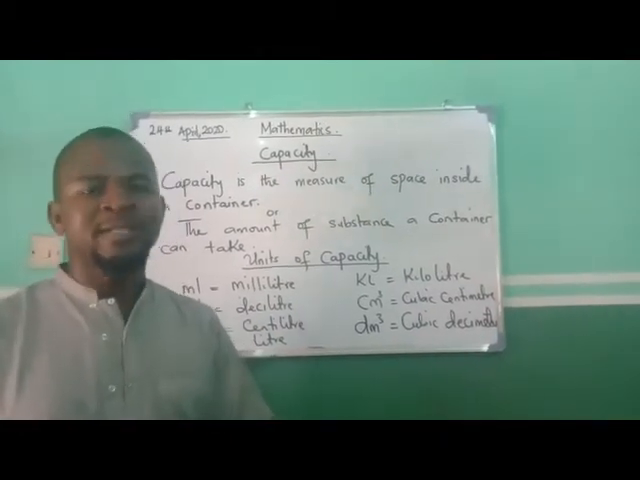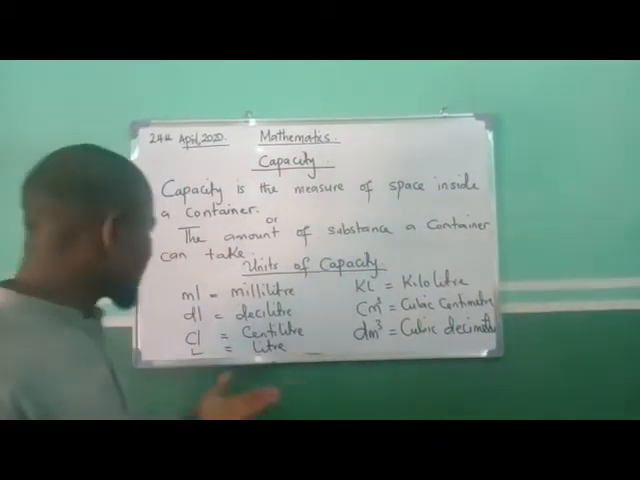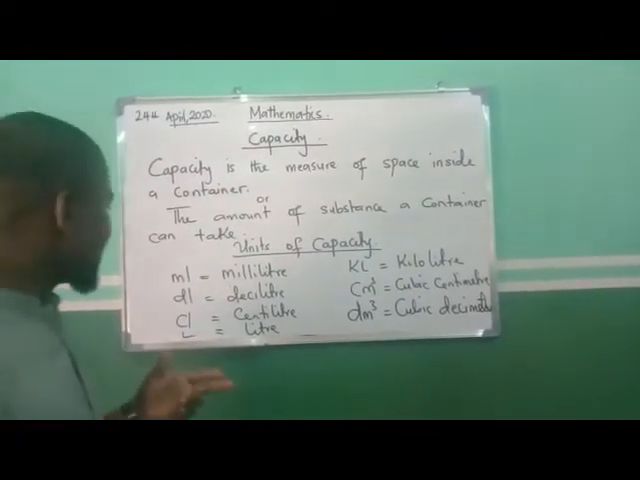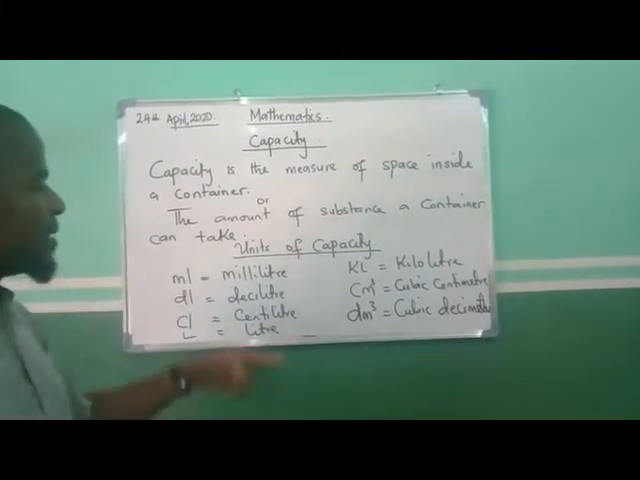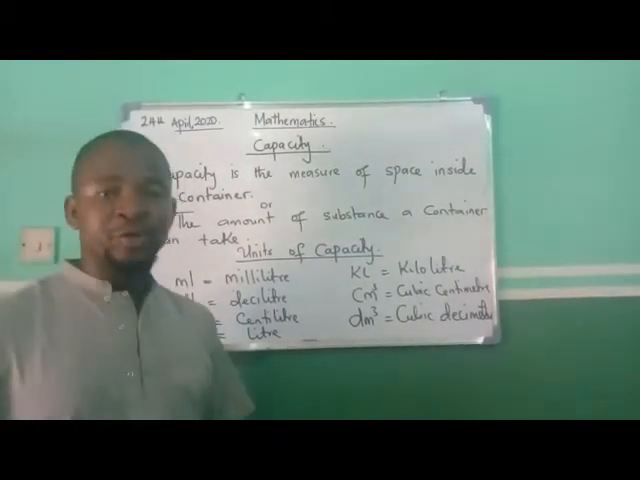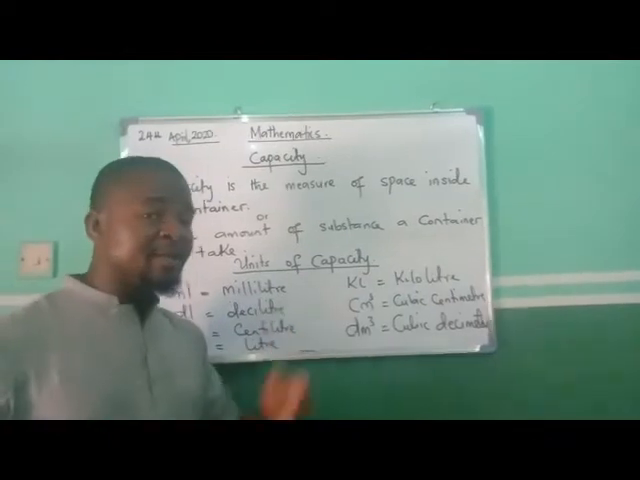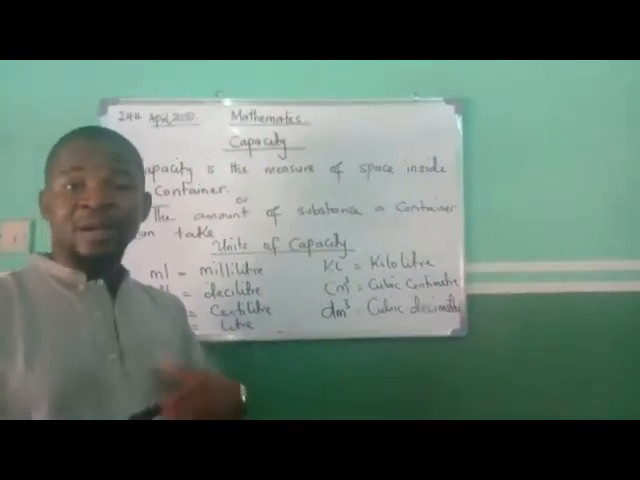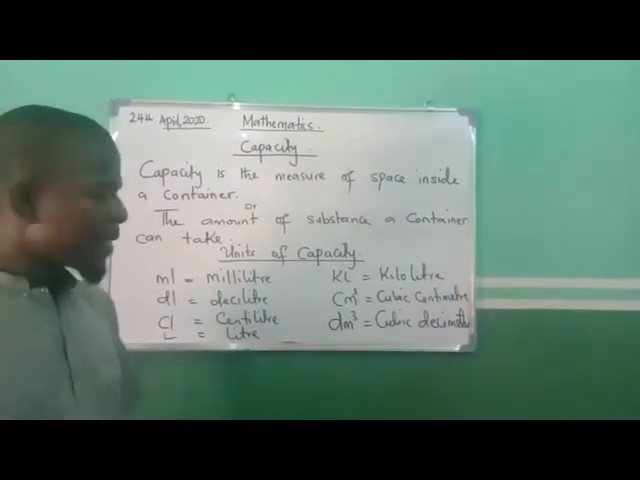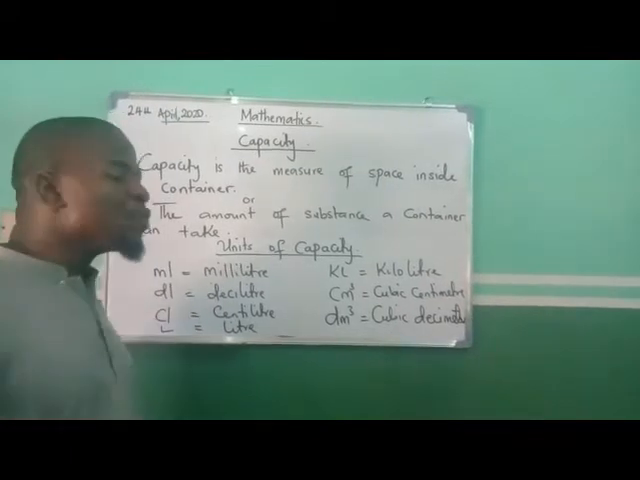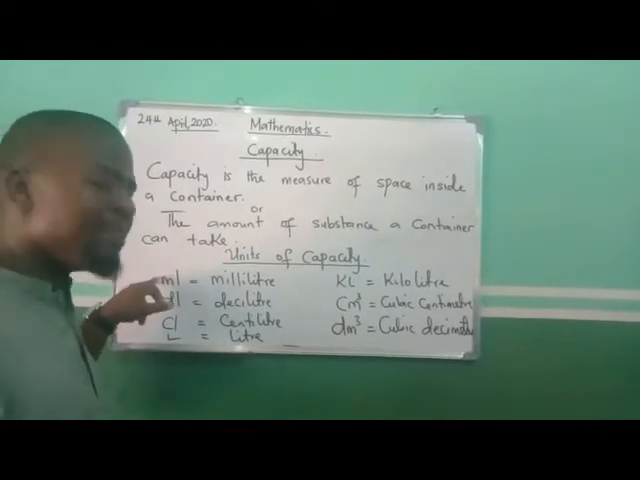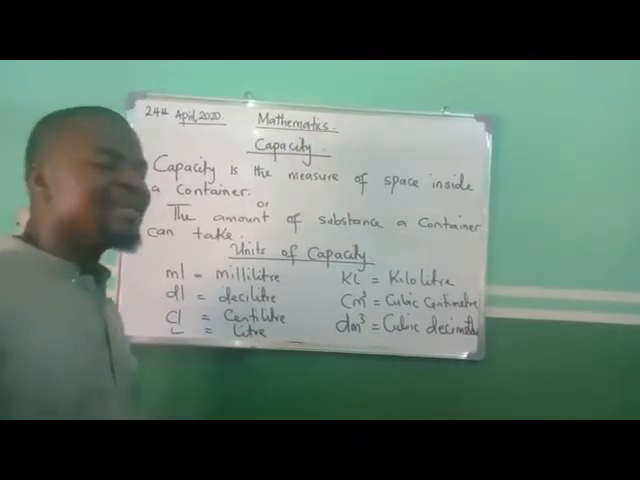Now, what are the units for measuring capacity? These are some of the units I've written on the board. We have the milliliter, the deciliter, the centiliter, the liter, kiloliter, the cubic centimeter, and the decimeter cube. There are other units which I may not have written here, but you will come across them in some of your calculations. We have barrels and so on, okay? But meanwhile, the ones you are most familiar with are the milliliters, the centiliters, and the liters. These are the most common ones.